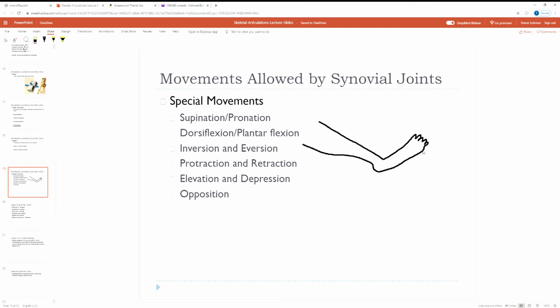Elevation and depression. This could be your mouth. Opening your mouth is depression of your mandible, and closing it is elevation. If you picture shrugging your shoulders, that's shoulder elevation, or relaxing them, that's shoulder depression.